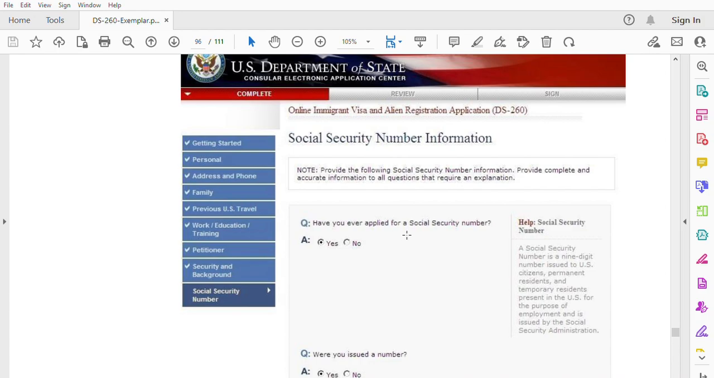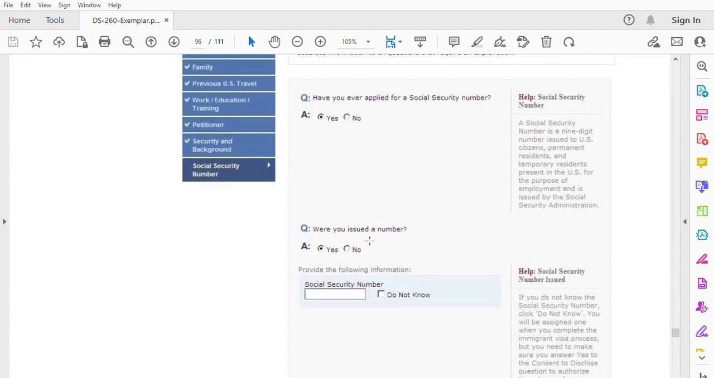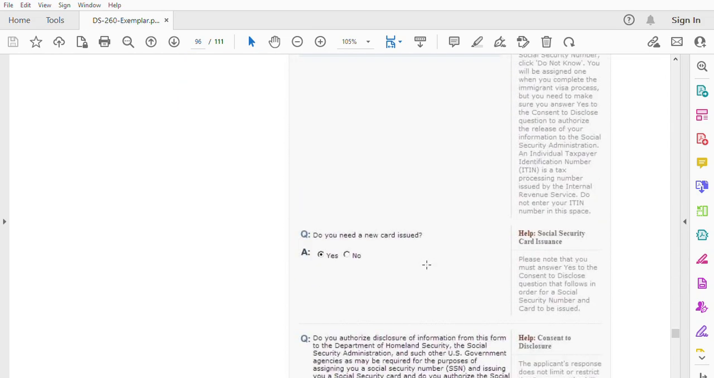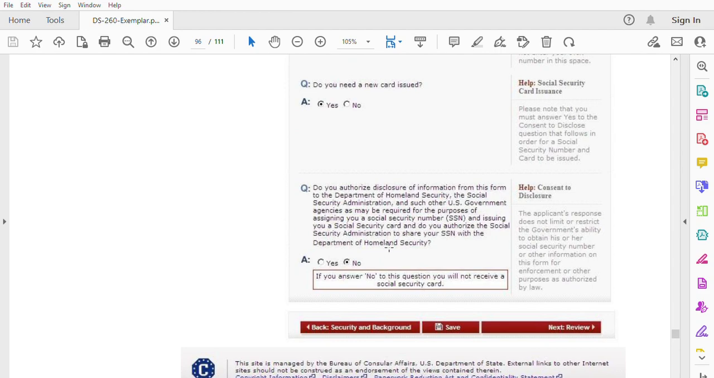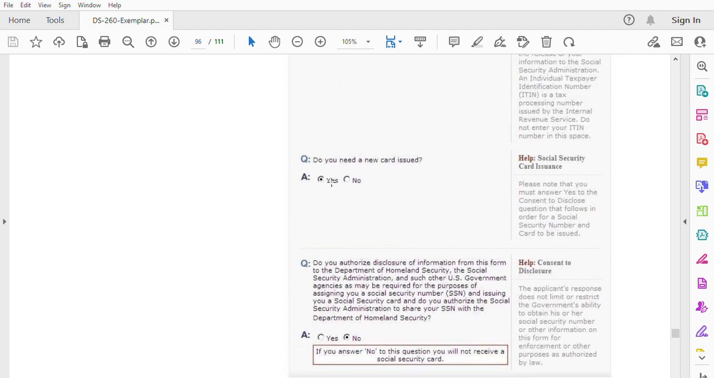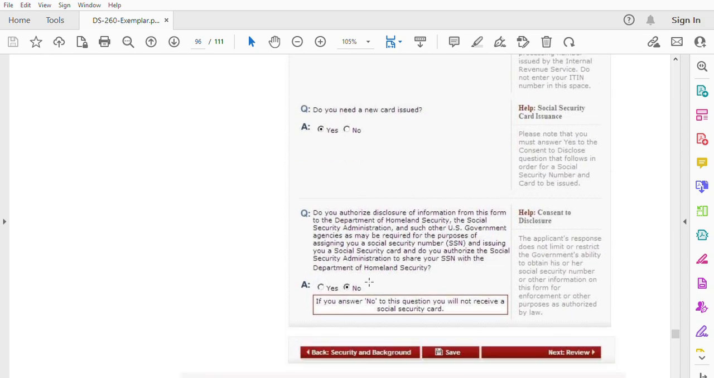Have you ever applied for Social Security? If you say yes, what is the number issued? If yes, you gotta enter it right here. It's the same question. If you answer no to this question, you will not receive a Social Security card. They tell you right here. If you answer yes, you gotta authorize the disclosure of information from this form to the SSA.